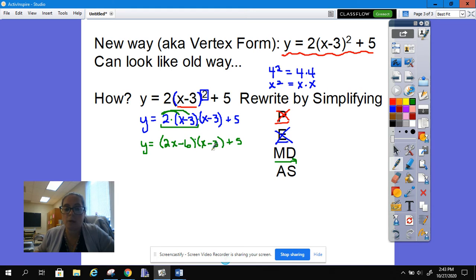Now I see that there's more multiplication, so I'm going to do this next. I'm still in the multiplication and division step here, and I'm going to have to distribute here as well. 2x times x gives me, I'm going to write that y equals 2x squared.